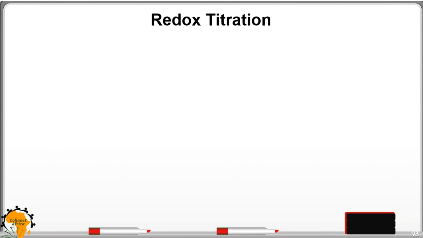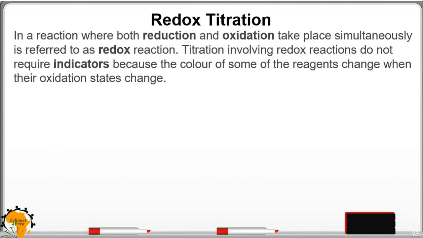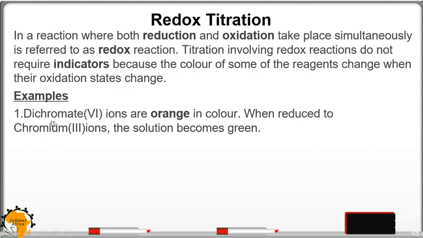In this lesson we are going to look at redox titration. Redox titration is where reduction and oxidation take place simultaneously, hence redox reaction or titration. Titrations involving redox reactions do not require indicators because the color of some of the reagents changes when their oxidation state changes. Example, dichromate(VI) ions are orange in color. When reduced to chromium(III) ions, the solution becomes green. So they don't need an indicator.